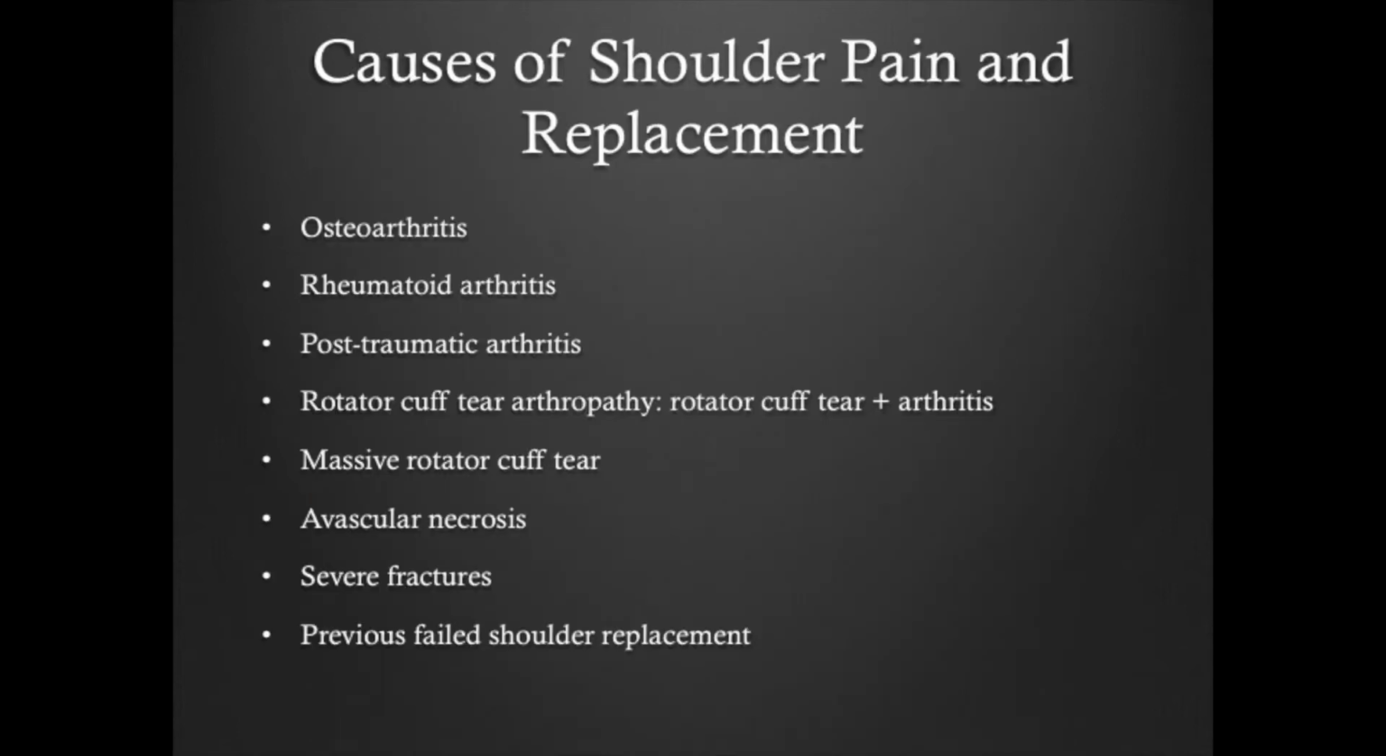There are many causes of shoulder pain. The most common are osteoarthritis, rheumatoid arthritis, and rotator cuff tear arthropathy. Rotator cuff tear arthropathy is a condition where a patient has both a rotator cuff tear and arthritis. The other major cause of shoulder replacement is previously failed shoulder surgery or severe fractures of the proximal humerus.